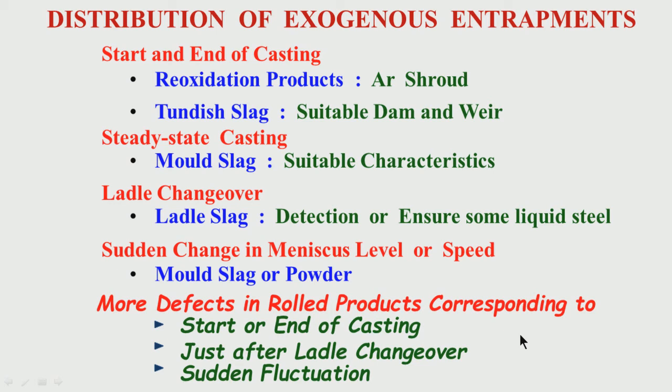So, you should know what those locations are, whichever locations correspond to the start or end of casting, ladle changeover during the casting process, or a sudden change in meniscus level or speed. Those locations you identify when the casting is over, and those portions of the length of the casting you try to keep separately, because it is expected that those portions of the casting will have inferior quality.